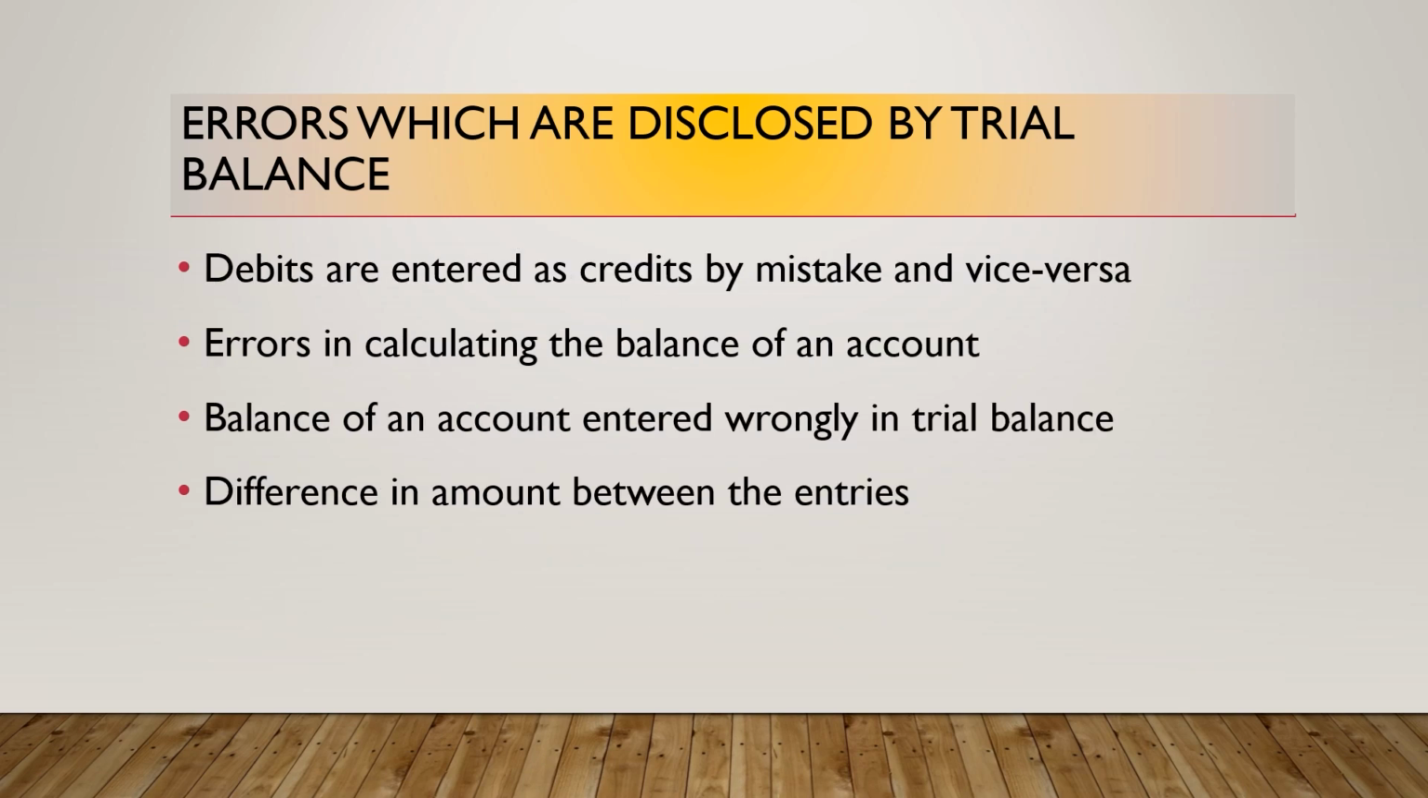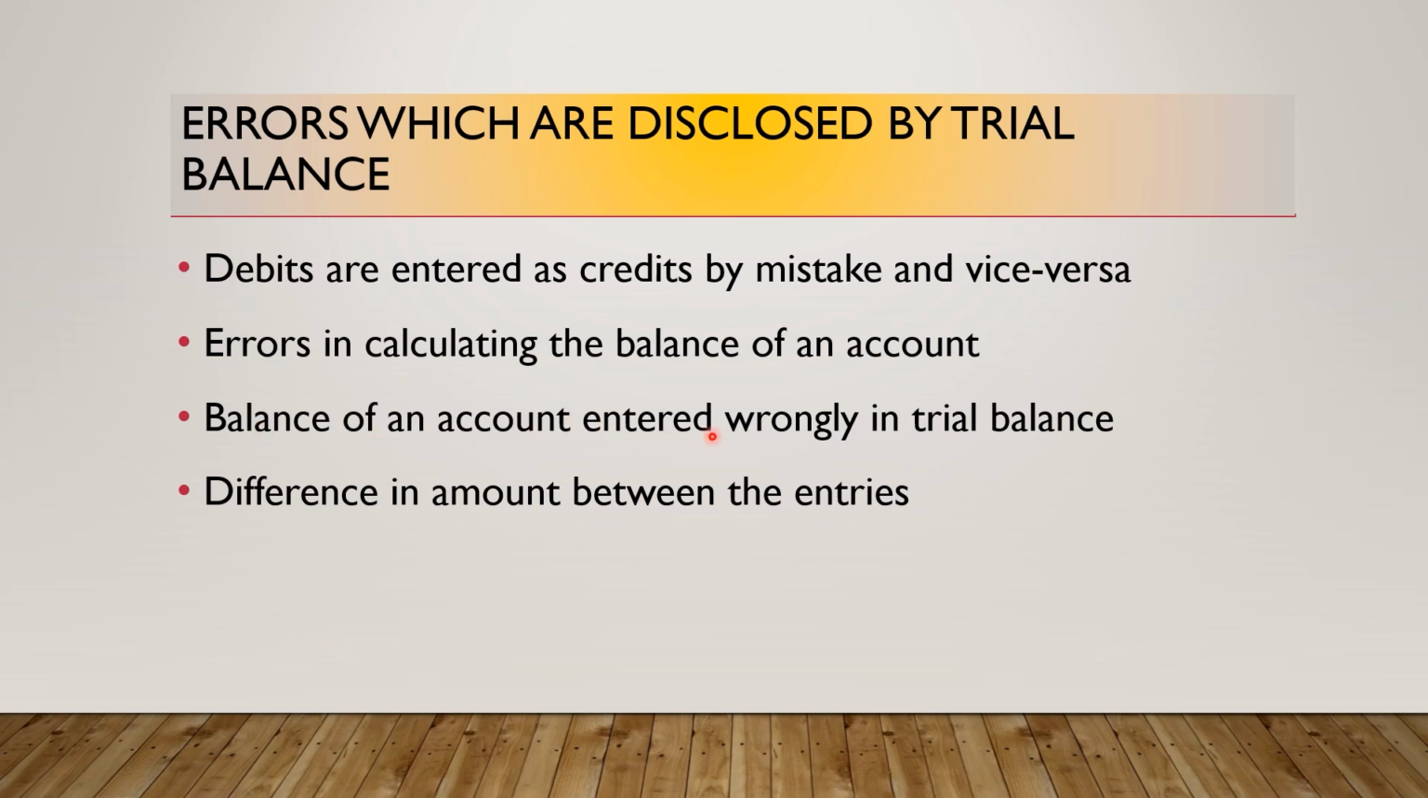Okay. Debits are entered as credits by mistake and vice versa. Again, there is a lot of possibility of this. I may write the amount in the debit column which was supposed to be entered in the credit column, and vice versa. Errors in calculating the balance of an account. Again, this is a major error, maybe in subtraction or addition we can make.